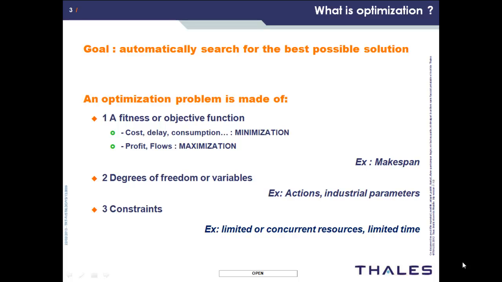You also have degrees of freedom or variables, which is what you can modify or play with to reach your objective. And finally, you have constraints, which limit what you can do with the variables. For example, you may have in an industrial context a set of security regulations limiting the values you can input in your systems for the various parameter settings.